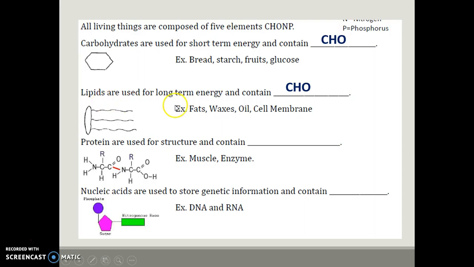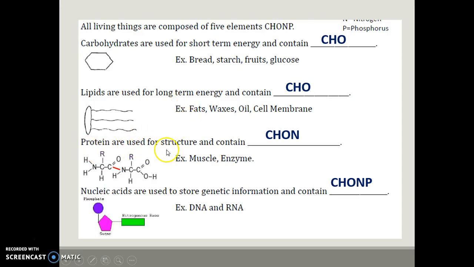Lipids are for long-term energy. Even though they have the same elements, carbon, hydrogen, and oxygen, lipids give you a lot more energy because of their structure. And this is usually found in fats.